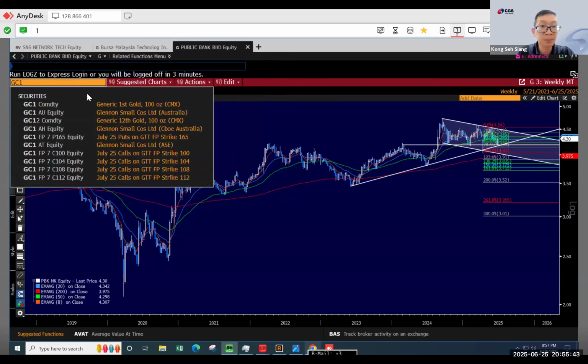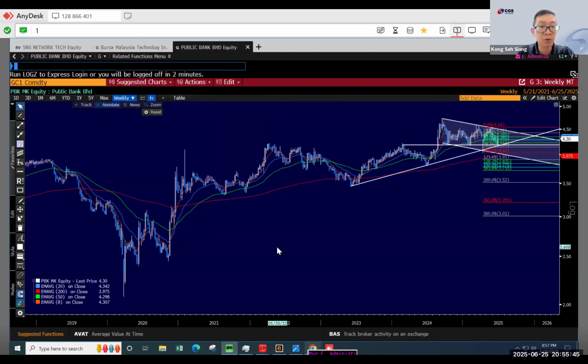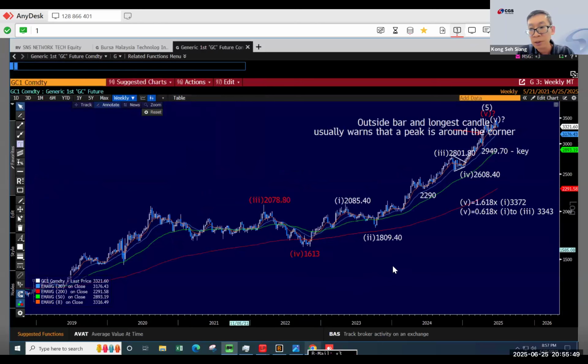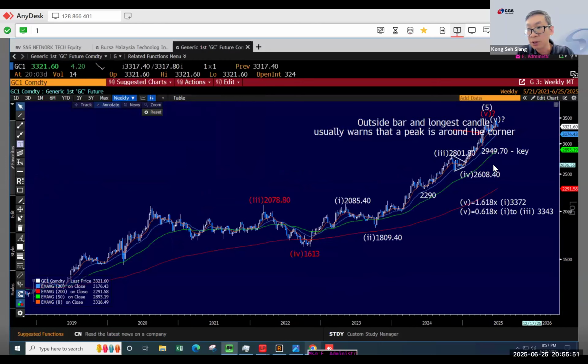So I'll just use the COMEX prices. I've got 2 minutes before I get locked out. Yeah. So this one here, long-term picture is still up. Short-term, it could consolidate sideways for a little bit. Potentially there could be a lot more upside to go. The key level remains 2949. As long as it stays above 2949, we're still looking for higher prices for gold.